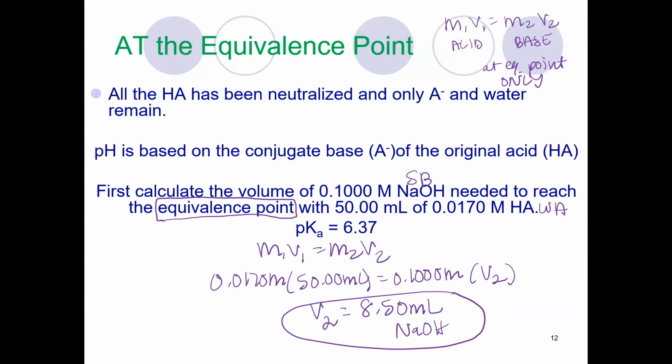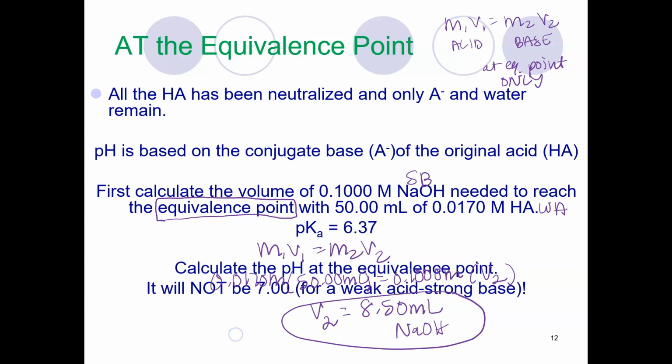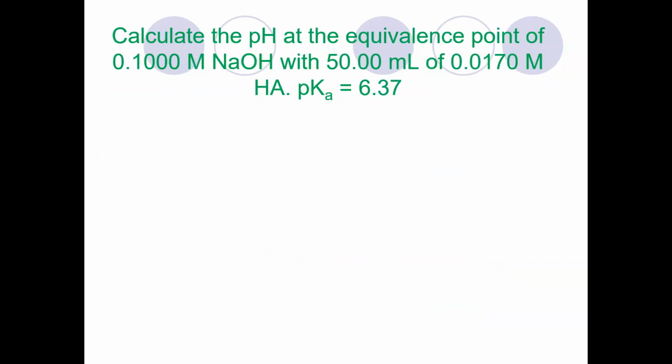The second question I could ask about the equivalence point is to calculate the pH. So what I didn't do was write down the volume. At the equivalence point, we have 8.50 milliliters of NaOH. We solved that in the last question, so I'm just bringing that to this problem. We now know that information, so we're going to use it. So let's read the question.